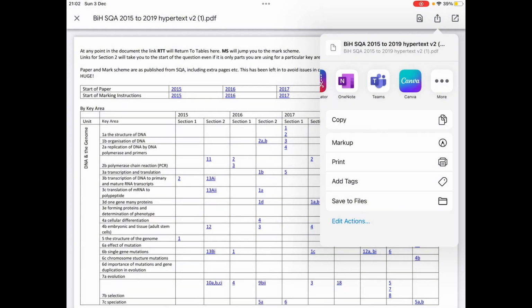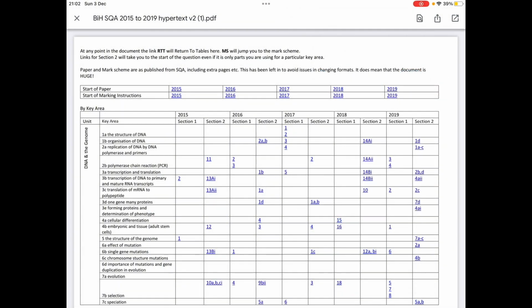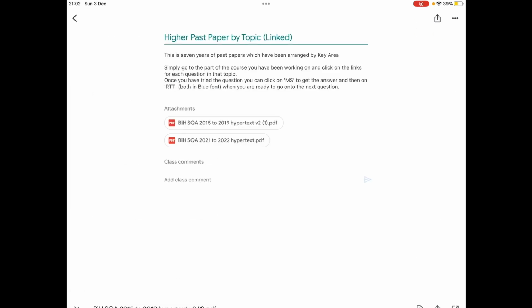Sorry, I dropped my PDF there. But if you've opened up with a PDF or in a Google Doc, it will actually hyperlink you to the questions, and then it will take you to the marking scheme as well. So we'll show you that.